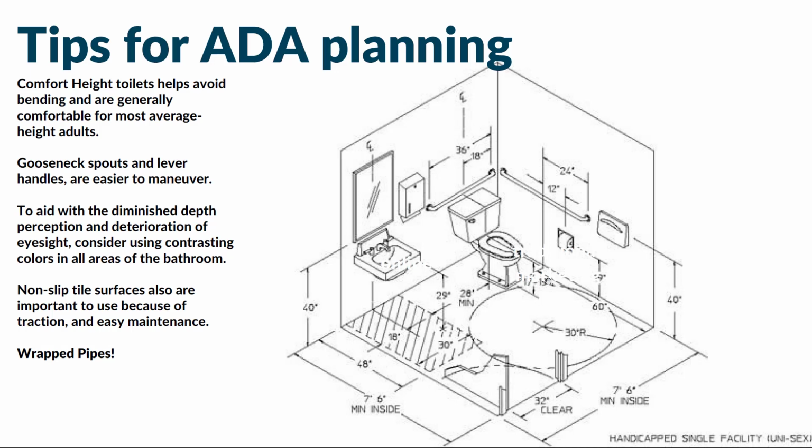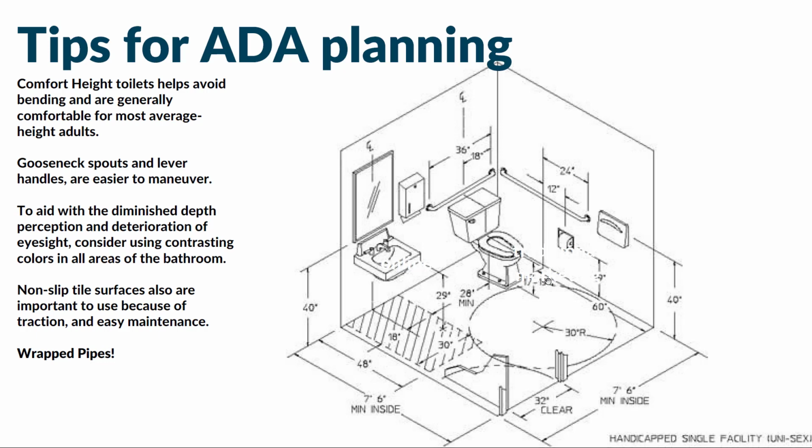So thinking about some ADA requirements for bathrooms, we want to first think about comfort height toilets. Those are certainly much better and generally comfortable for most average sized adults. We like to think about gooseneck spouts and lever handles as they're easier to maneuver. Thinking about the possibility of diminished depth perception, possibly deteriorating eyesight, things like that.